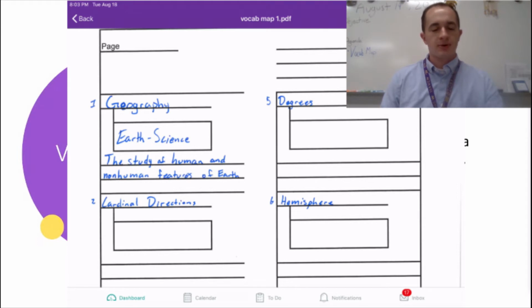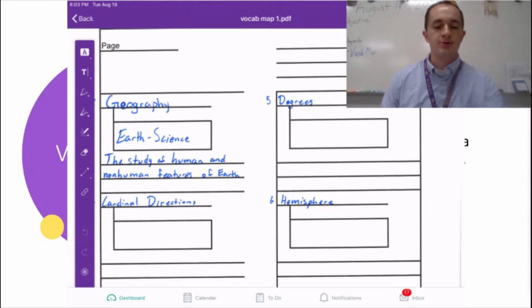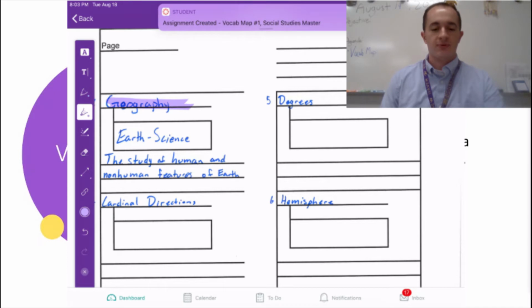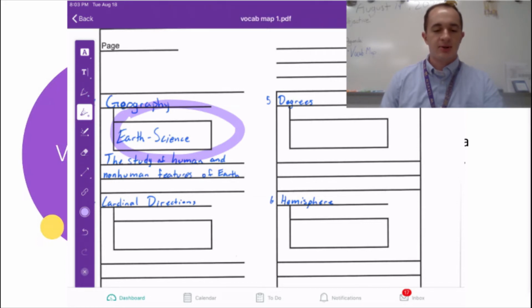So the vocab map consists of 3 parts. First you have the term. If you look at yours, you can see I did number 1 for you, which was geography. So first you have the term geography, and then in that box you would put your synonym. The second part is the synonym. So you put a word that you can use as a reminder for geography, or something to think about as a helpful way to remember it. So I put earth science because geography is the study of features of Earth.